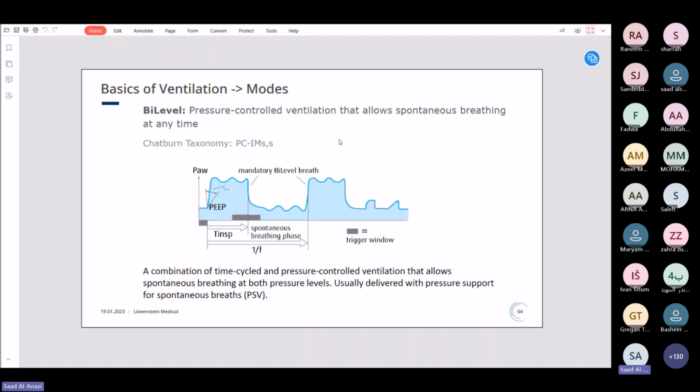It's the combination of the time cycle and the pressure control ventilation that allows spontaneous breathing at both pressure levels. It's really great options. So the patient can breathe in the upper level, or they can breathe in the PEEP level. So this is during the mandatory level. Also during the spontaneous, the patient can breathe spontaneously. So this one is usually delivered with the pressure support for the ventilations.